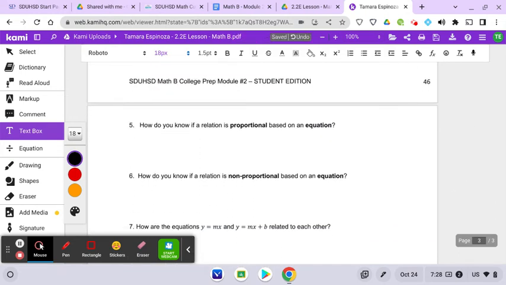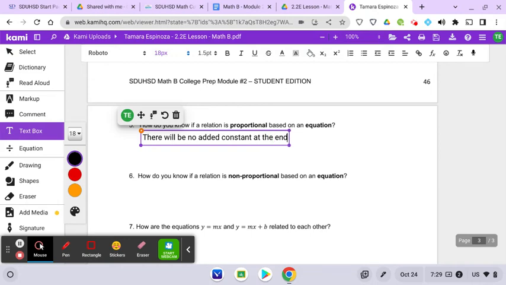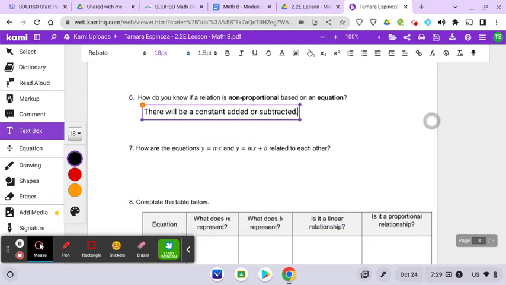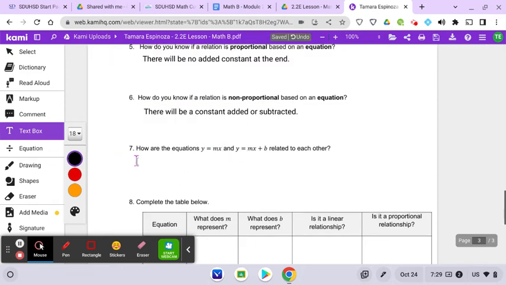How do you know if a relationship is proportional based on the equation? It will have no addition at the end. How do you know if it's non-proportional? There will be a constant at the end. How are the equations y equals mx and y equals mx plus b related to each other? They have the same slope, but different y-intercepts.